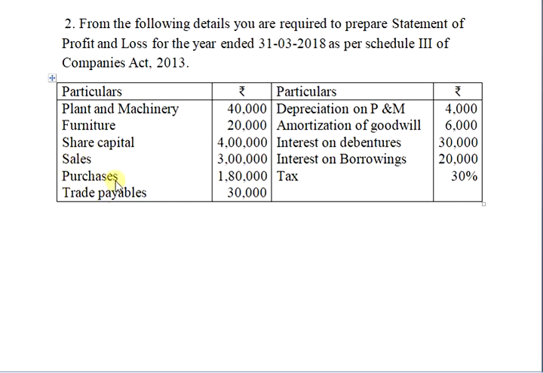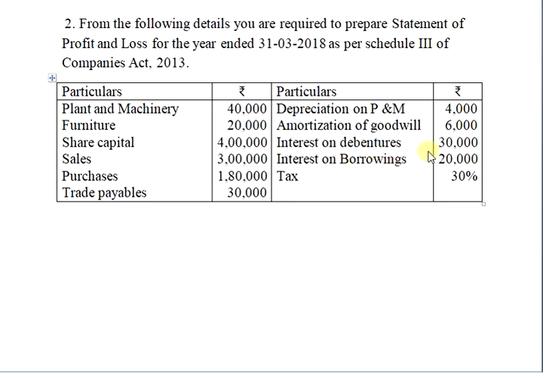Again, purchases is there. Purchase is an expense that should be taken down. So purchase is an expense. Trade payables, no way concerned with the trade payables. So depreciation on plant and machinery is there. So depreciation on plant and machinery is an expense that will appear under where? Depreciation and amortization expenses. So for the depreciation on plant and machinery as well as amortization of goodwill, both the points will be coming under one head called what? Depreciation and amortization expenses. So we need to maintain a note on the depreciation of plant and machinery as well as amortization of goodwill.